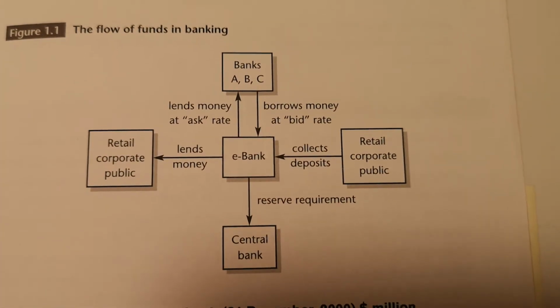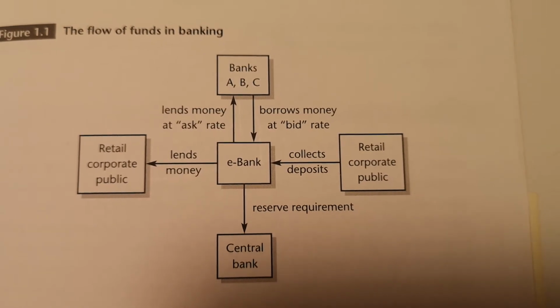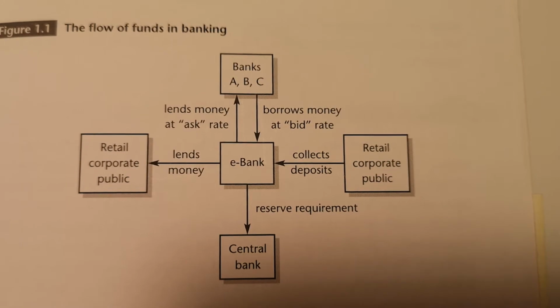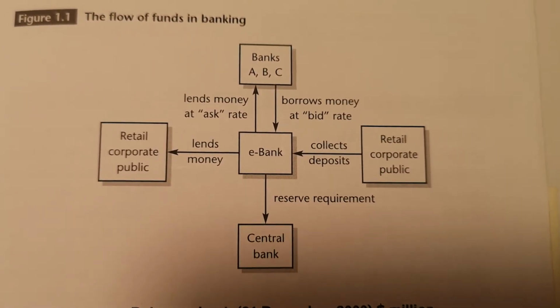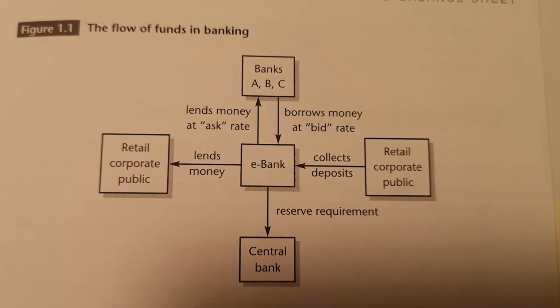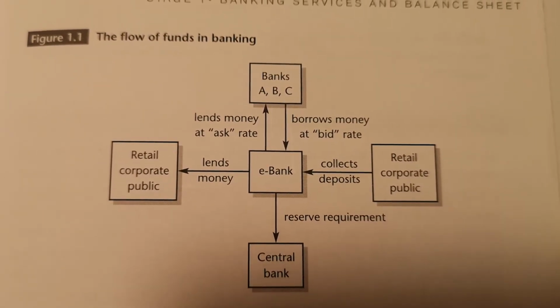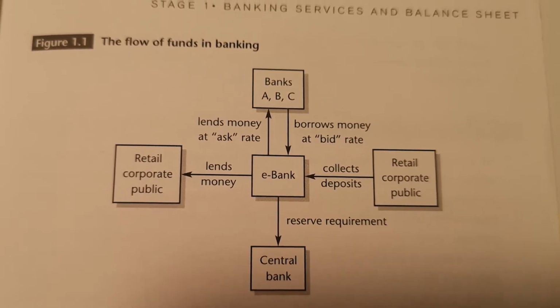Here is a chart about how the funds flow within the bank. In the middle, eBank is the bank we are interested in. If you look down, it has some reserve requirements with the central bank. So eBank has to put some money in the central bank as a reserve.